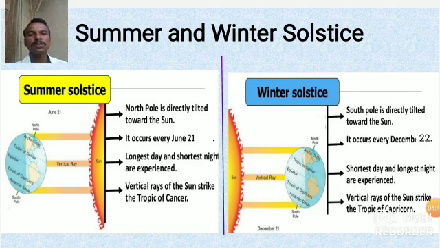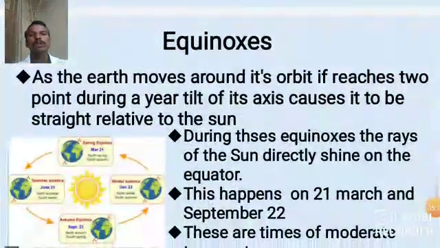So students, in summer solstice, we all know June 21st is the longest day on the earth and we experience the shortest night. And December 22 is the shortest day and we experience the longest night. So if you understood this summer solstice and winter solstice, we know very well about the cycle of summer and winter solstices.